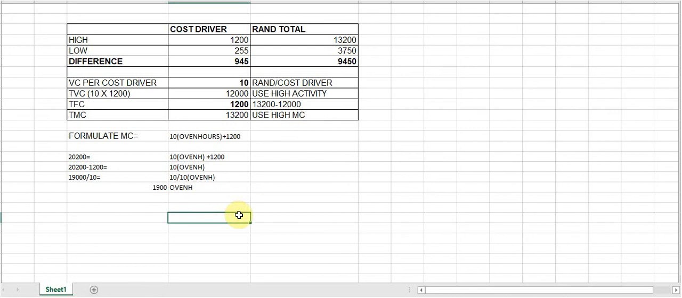So 1,900 oven hours will be spent if we can afford an account of 20,200 rand. So the answer, 1,900 oven hours. Very, very interesting.